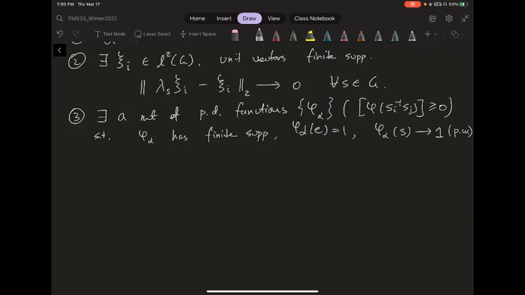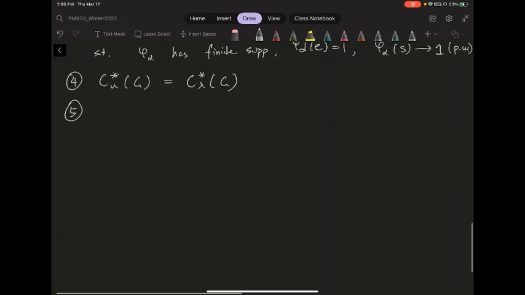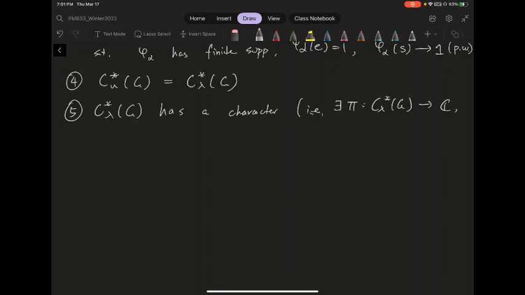And finally, something about the main goal we want to show: the universal one is isomorphic to the reduced one. They're all equivalent. And finally, I have the condition that the reduced one has a character. A character is essentially just a one-dimensional representation. So there exists a pi from the C star lambda of G to the complex numbers, a star homomorphism. That's basically a character.